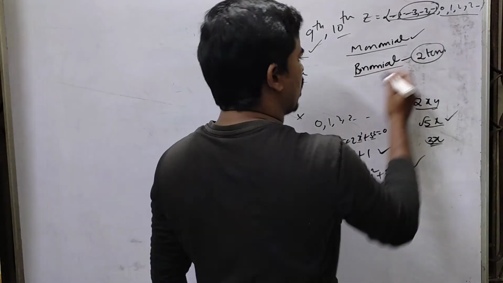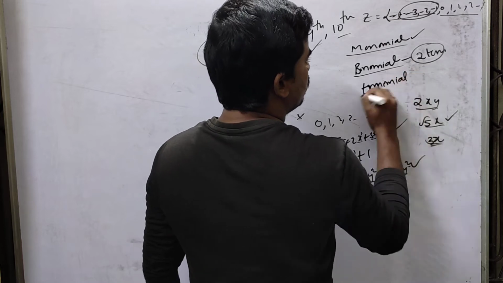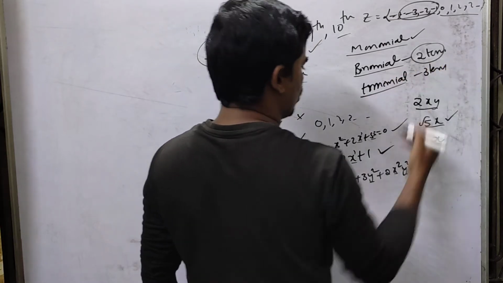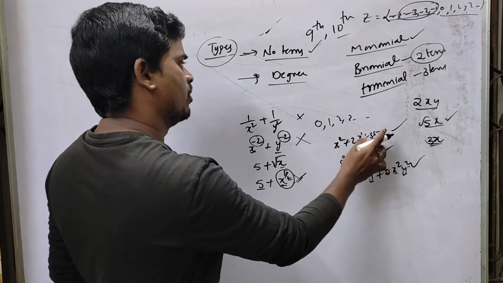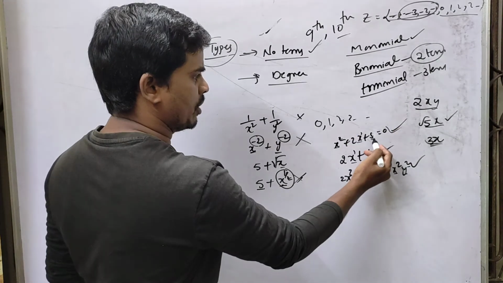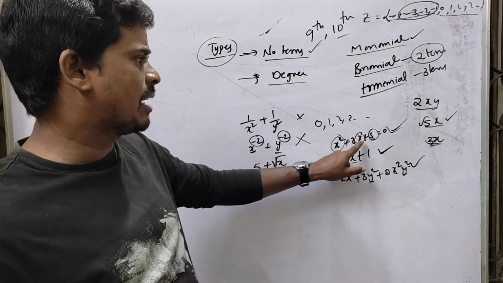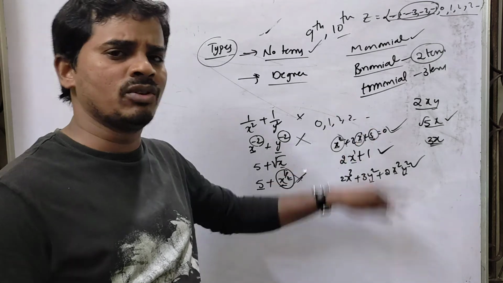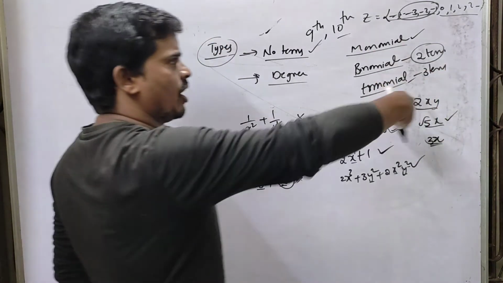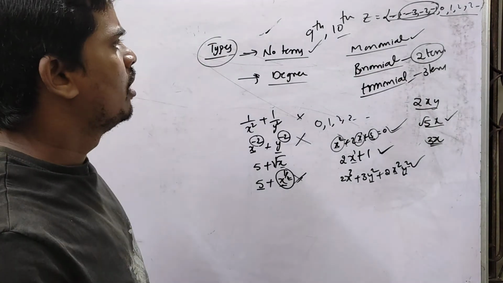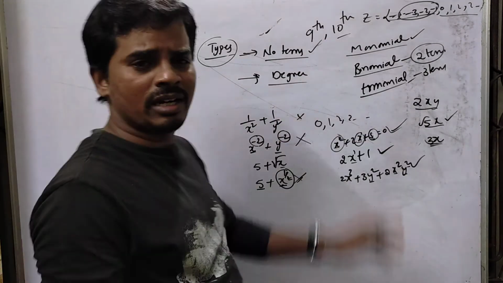So binomial means two terms, and our next one is the trinomial. If three terms are there, that's called trinomial. See, x square plus 2x plus 5, it's a trinomial because the number of terms is 3. So terms will be separated by the plus or minus, students. That's how you can understand. Okay. So this is a trinomial. If there are more, then it is called multinomial.